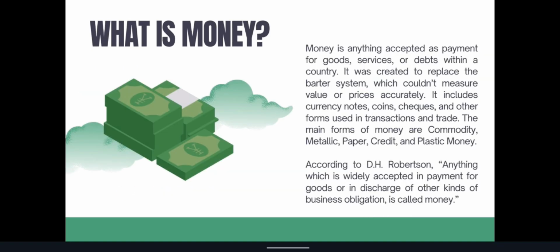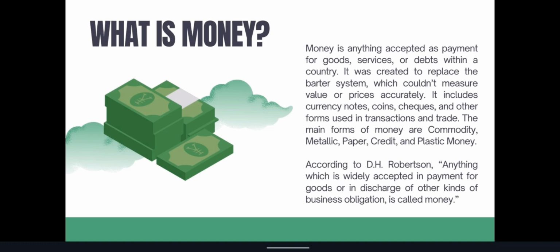Now what is money? Money is something that people use to pay for goods and services and also pay for debts. It replaced the old barter system where people traded items for other items. So money includes currency notes, coins, checks, and other forms used in transactions and trade. The main forms of money are commodity, metallic, paper, credit, and plastic money. So with money, it's easier to buy, sell, and know the value of things.